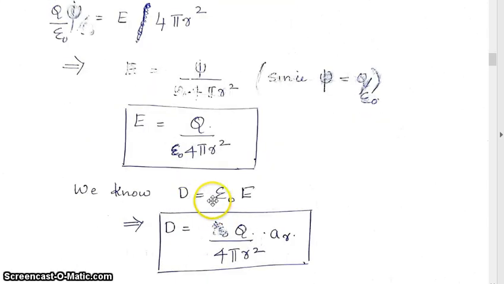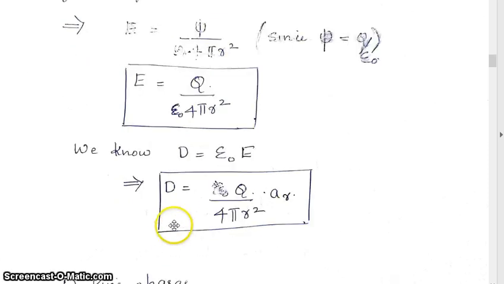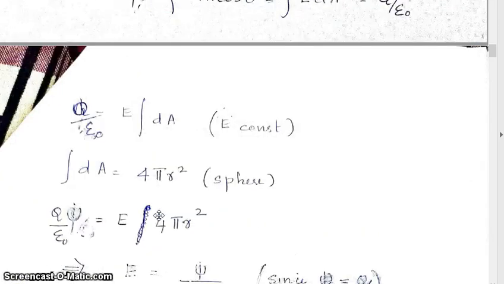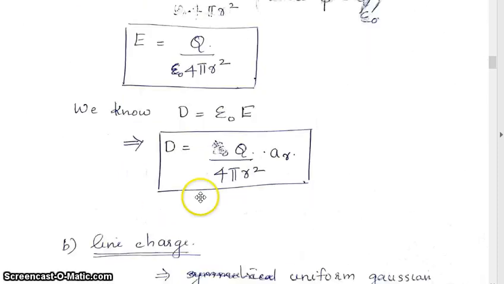Also we know D is equal to epsilon 0 E. If you substitute that equation, you will get the flux density equals Q by 4 pi r square into unit vector aR, because here the flux density is along the radius R. So this is the final expression for point charge.